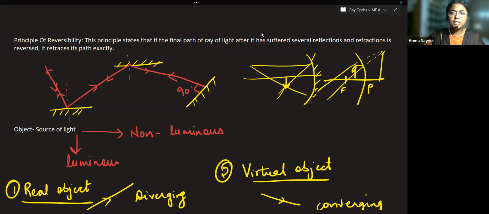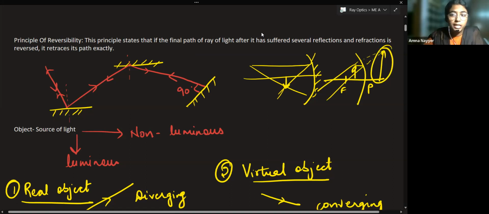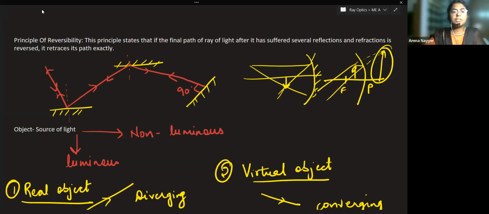This image is known as a virtual image. It is formed behind the mirror. The rays were actually not meeting. We had extended them to know where the image could form. Such kinds of images are known as virtual images.